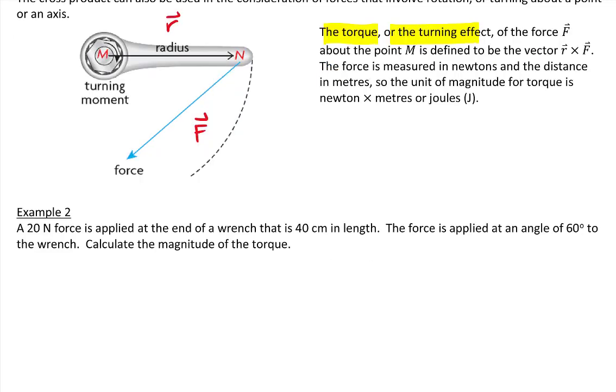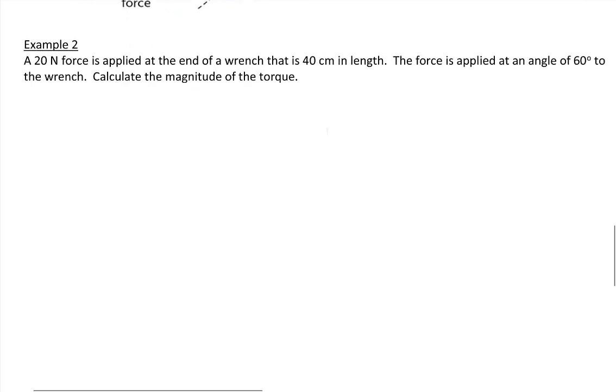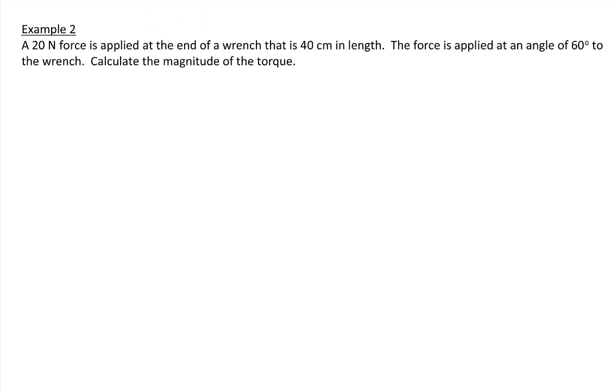So a 20 Newton force is applied to the end of a wrench that is 40 centimeters in length. The force is applied at an angle of 60 degrees to the wrench. Calculate the magnitude of the torque. So let's draw a picture of this. So let's say here is our object. There's our wrench. We're told that the wrench is 40 centimeters in length, so starting from here and going outwards, we note that this has to be in meters, so that's 0.4 meters.